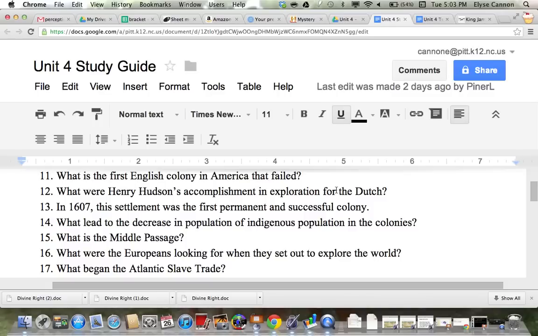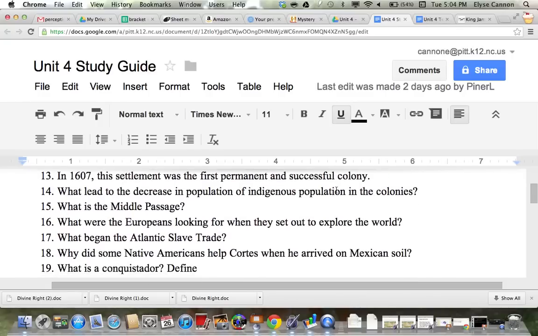Number 13, in 1607, this settlement was the first permanent settlement, which means they stayed, and it's a successful colony. It is located in Jamestown, North Carolina. Remember we talked about that they had issues with their winter, 80% of their people died, but the other 20% lived. They suffered from malaria and things like that, and Jamestown is still a current place in Virginia. It was an English colony. Make sure you write that down.